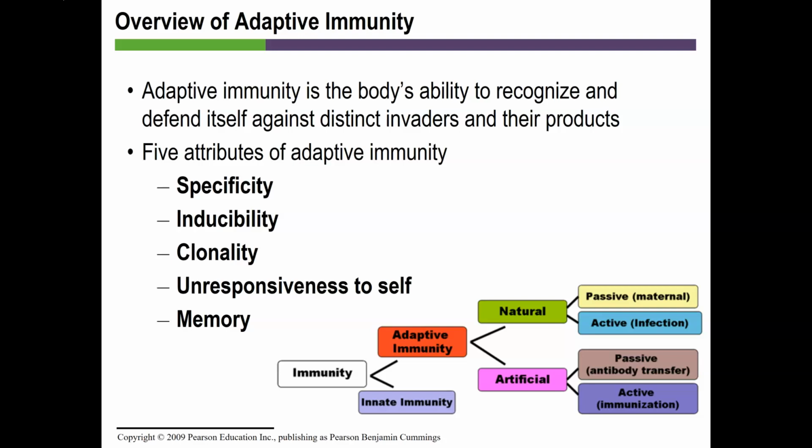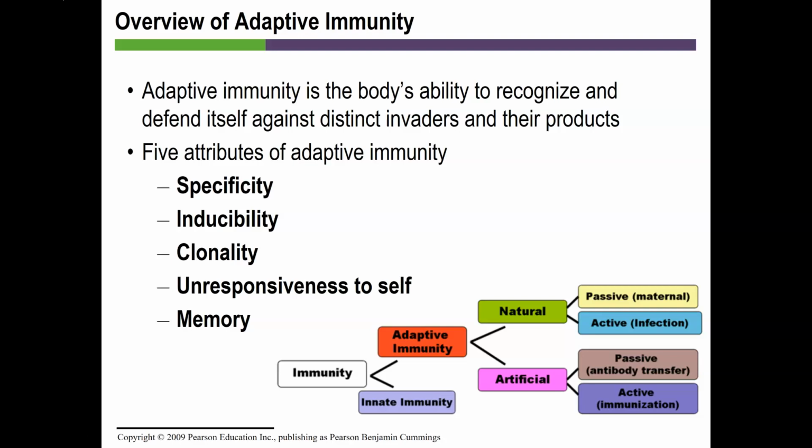Also, a functioning immune response should not respond to self, only to foreign molecules, so it's unresponsive to self. And finally, it has a memory. This is the benefit of learning to respond specifically. Once learned, the memory allows a quick response the next time. Your immune response will remember the invaders seen previously.